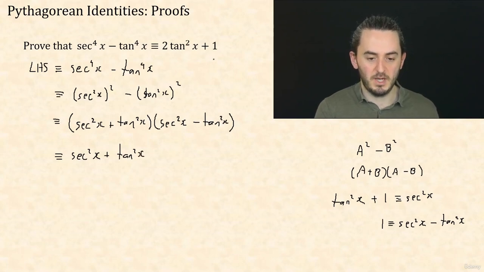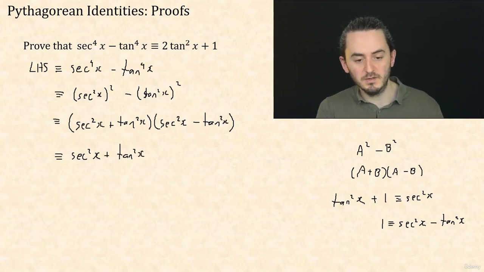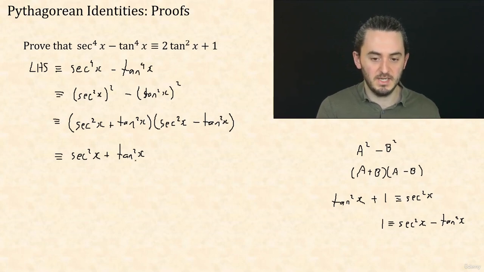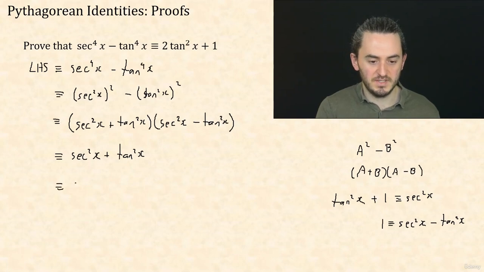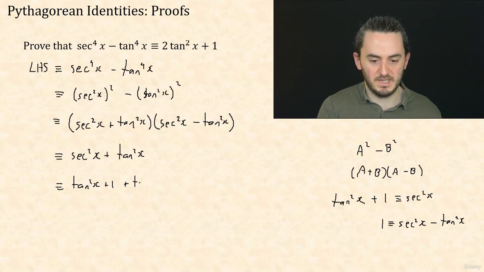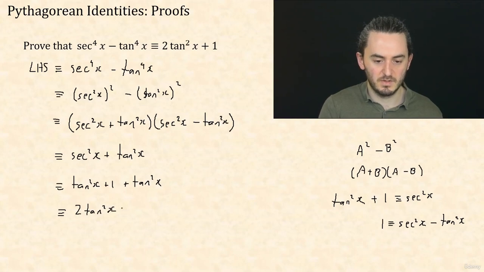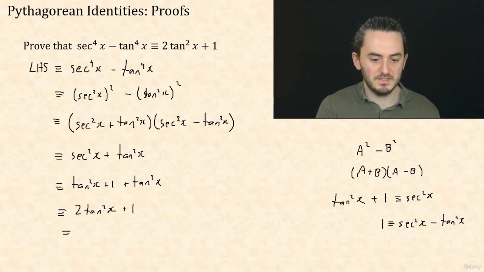Okay, we're nearly there. I'm aiming for 2 tan squared x plus 1, so I'm pretty happy with a tan squared x here. That's contributing one of the tan squared x's. This sec squared x, though, I can use this identity again to turn that into tan squared x plus 1. So this sec squared x becomes tan squared x plus 1, and then I still have the other tan squared x here. And look, I've got 2 tan squared x's plus 1. And that is indeed the right-hand side, and we're done.